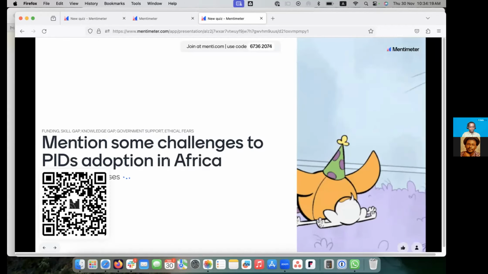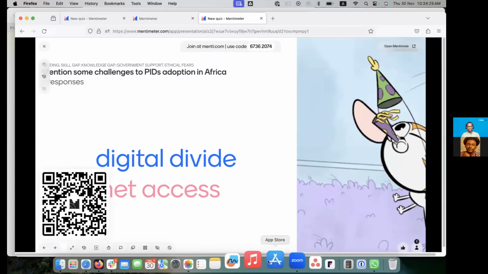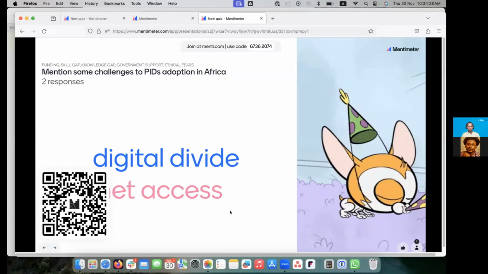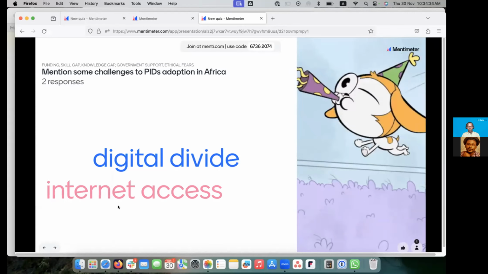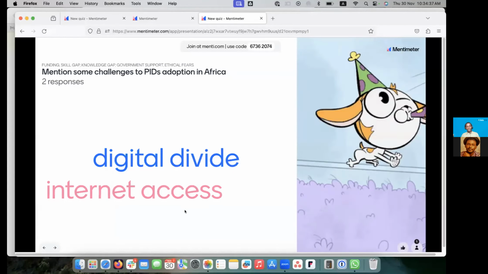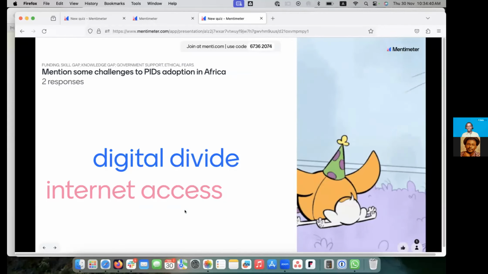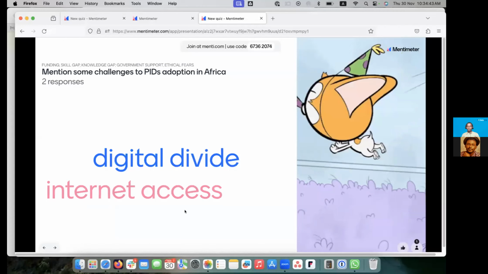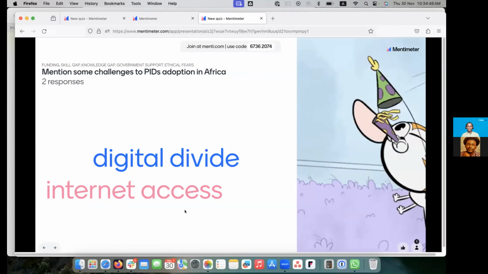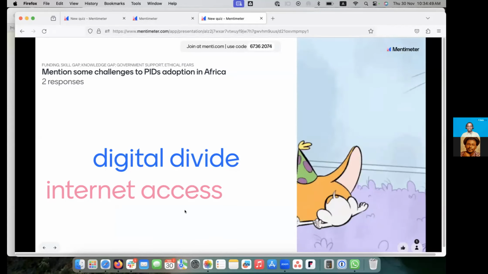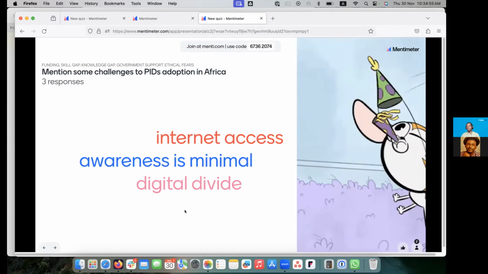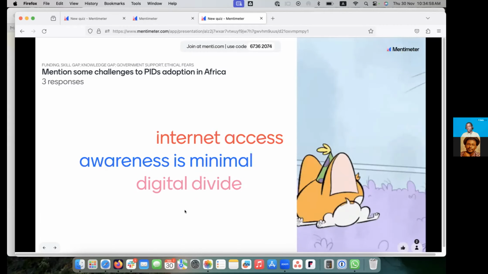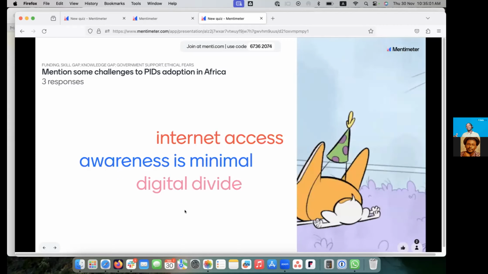So yeah, let's have a look. Digital divide or internet access. This is internet access. Yeah, I'm agreeing with what we are seeing here because I've been to some countries in our continent in which the NRENs are working on giving internet, but internet is like a luxury in some of these countries. So I agree. Awareness is minimal. That is also excellently correct. The awareness is minimal. There is a digital divide.